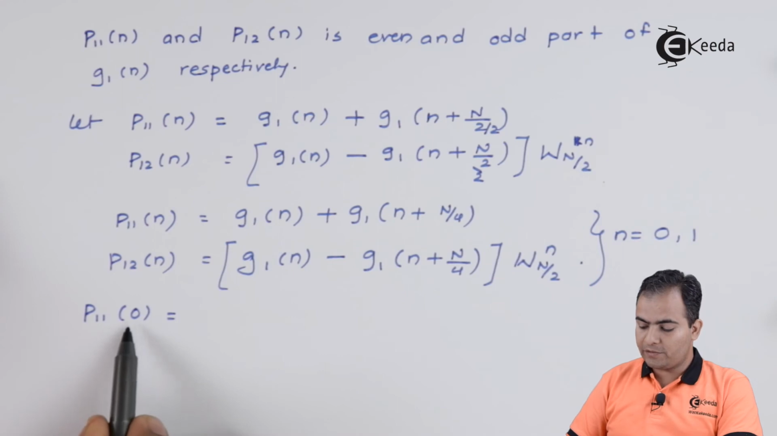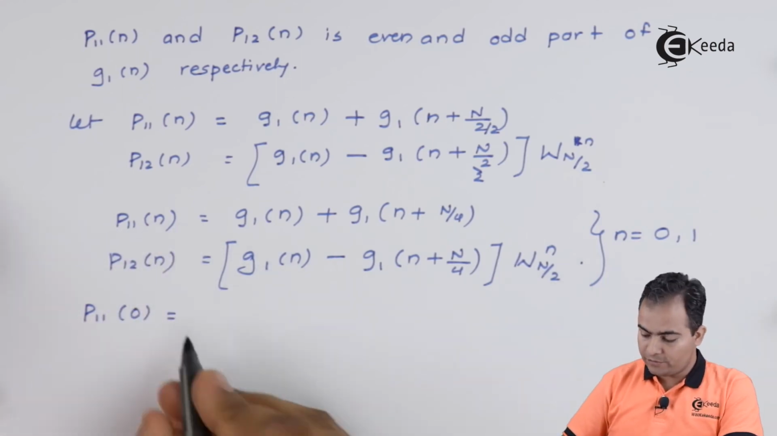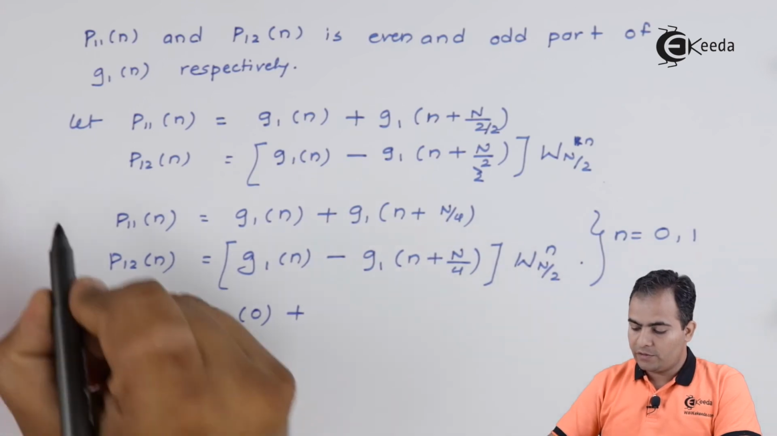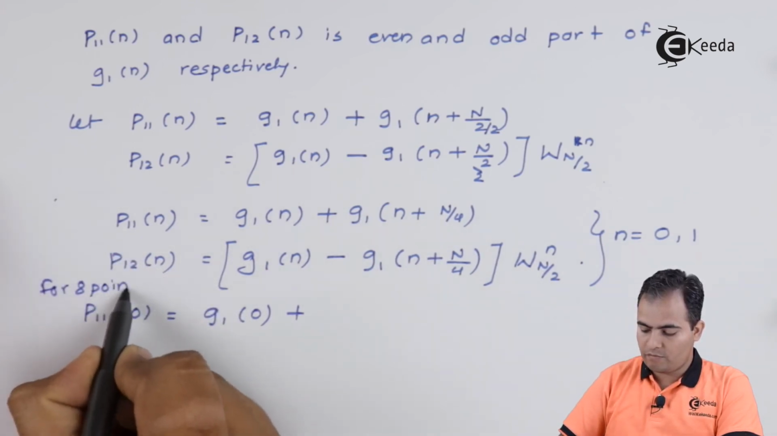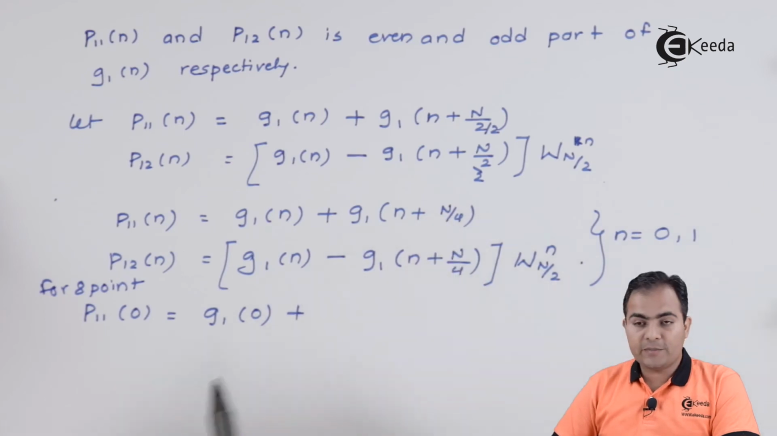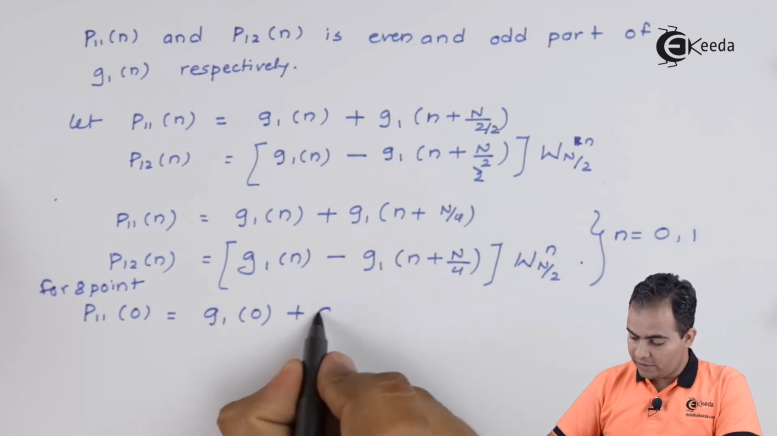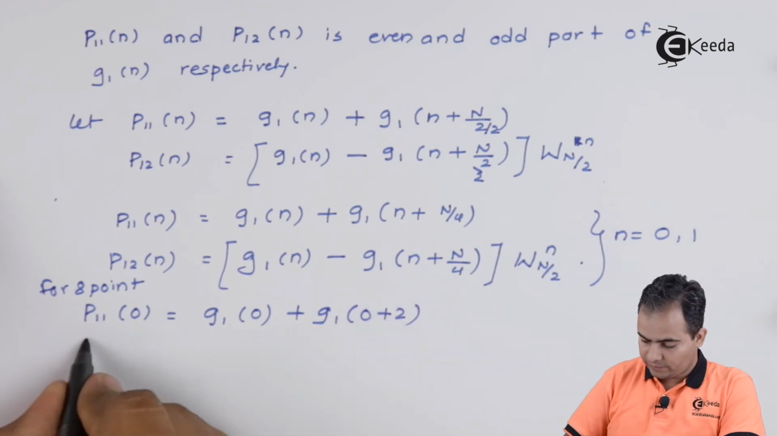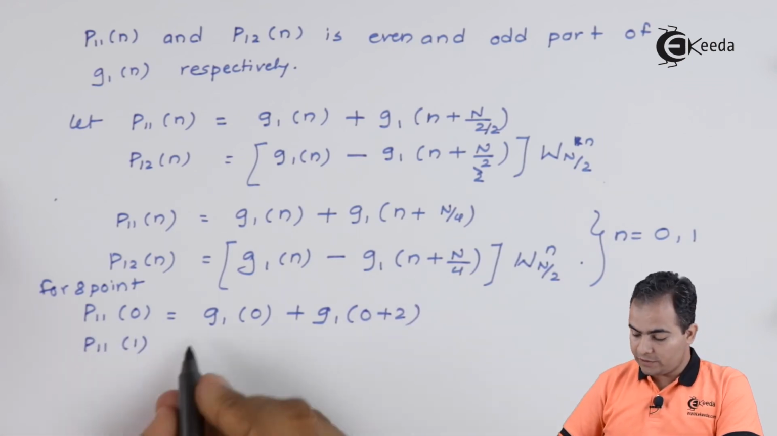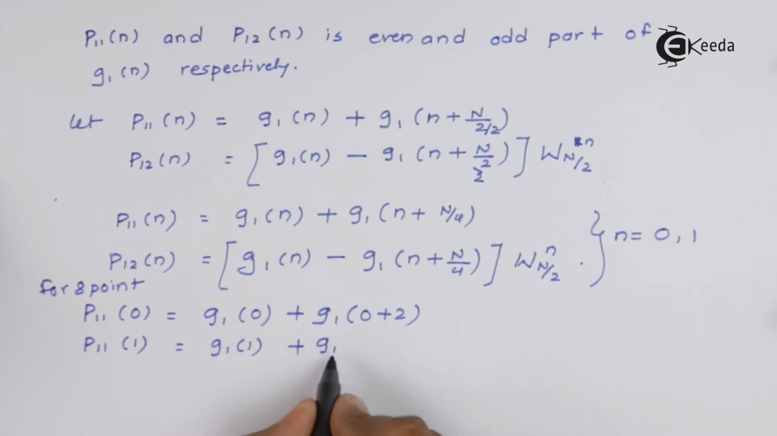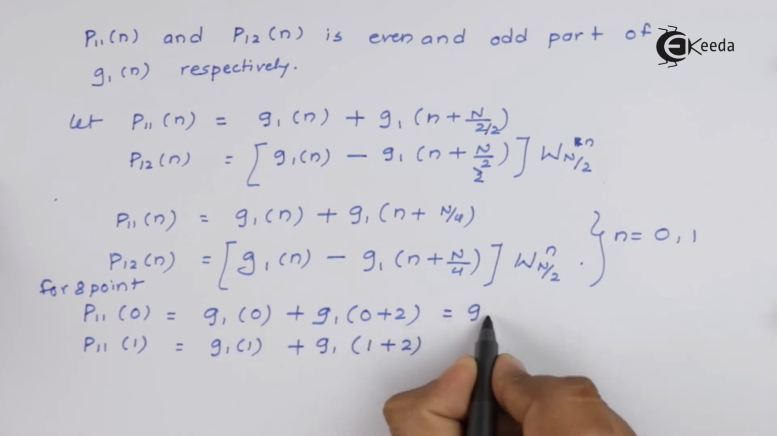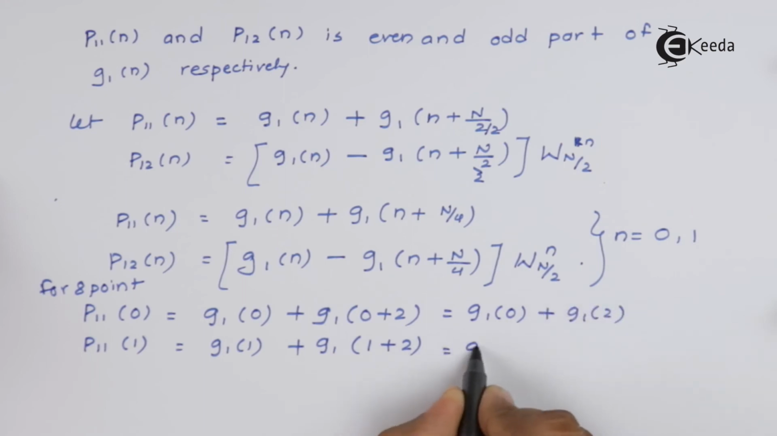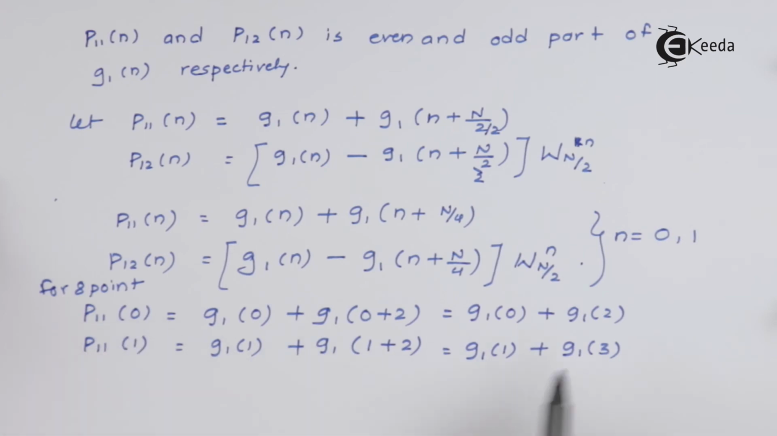First of all, I'll substitute p1 of 0 in this equation. I'll substitute n equals 0. Now for 8 point, this n is replaced by 8, so 8 by 4 is 2, so we can write. Now I'll substitute n equals 1. So p11 of 0 and p11 of 1 is nothing but g1 of 0 plus g1 of 2, and p11 of 1 is g1 of 1 plus g1 of 3.